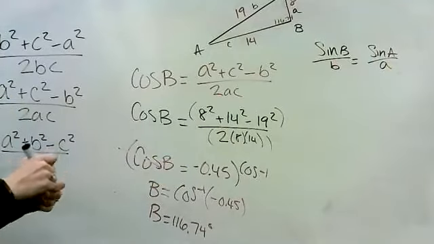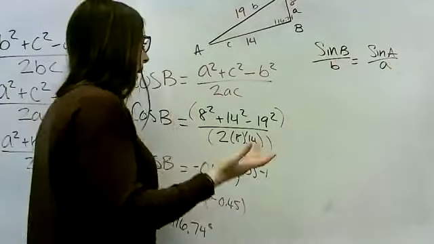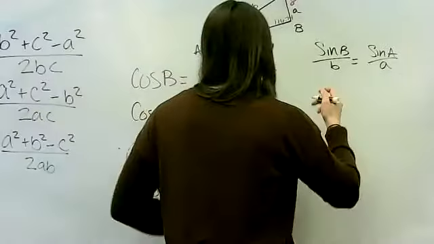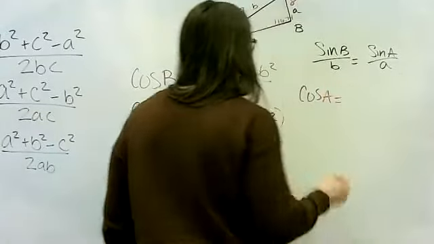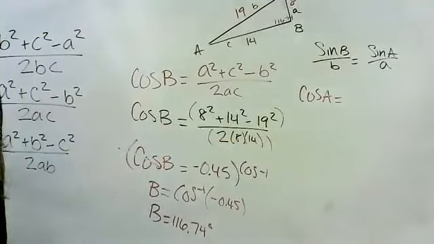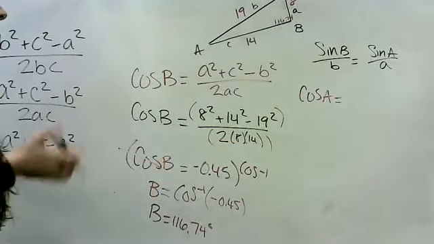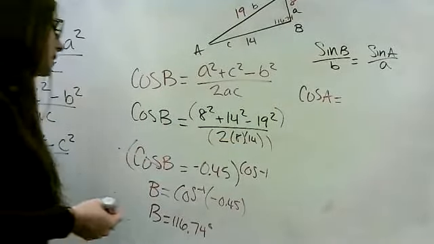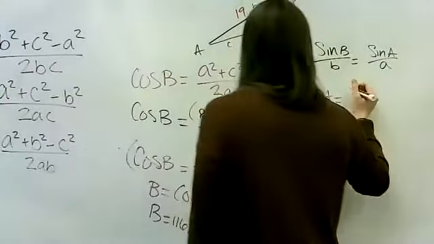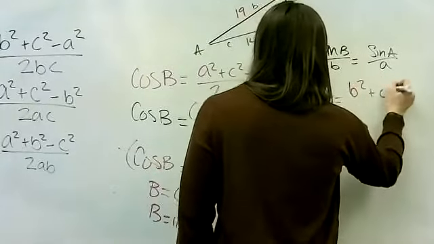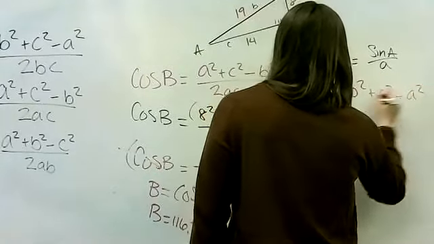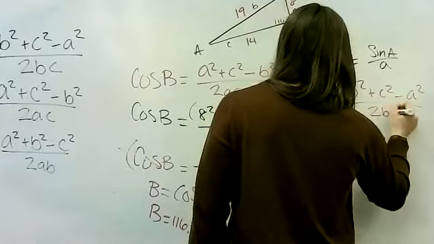Just for the sake of practicing log cosine a little bit more, I'm going to go ahead and stick with log cosine and say, let's find cosine A, for no reason other than I just wanted to get you more practice with log cosine. If you want to use log sine, please be my guest. So cosine A is b squared plus c squared minus a squared all over 2bc.